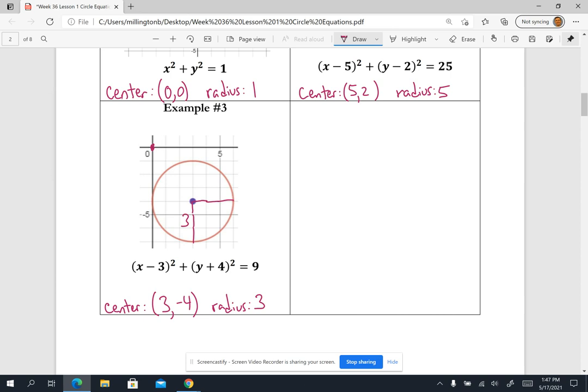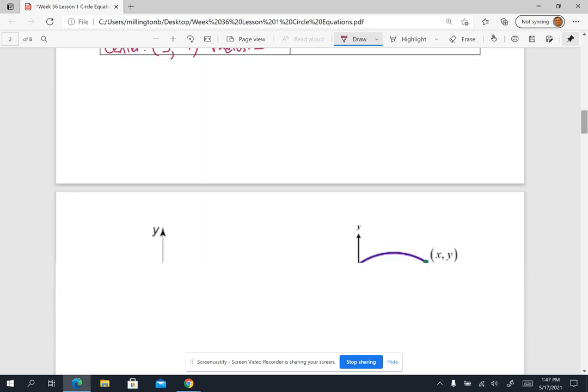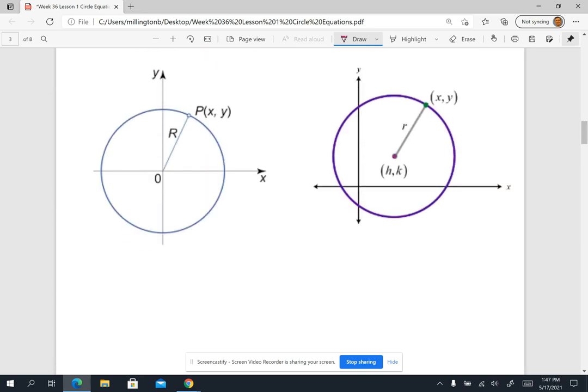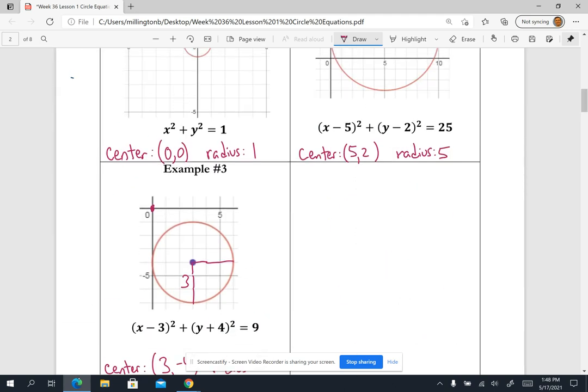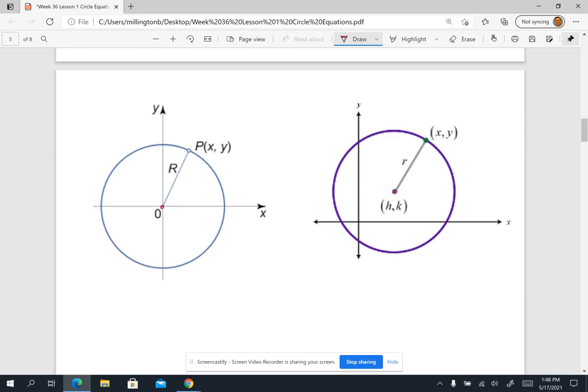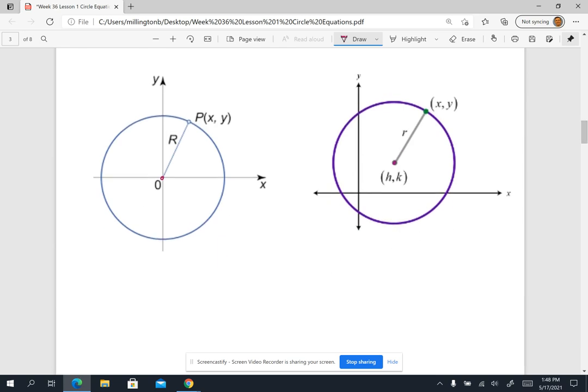Hopefully you are seeing some connection between where the center of the circle is, what the radius is, and how that appears in the equation for the circle. But let's keep exploring. Here's where this equation comes from. This circle is drawn with a center at the origin. Where the equations we were looking at in the last problems actually come from is the Pythagorean theorem, and let me show you how.